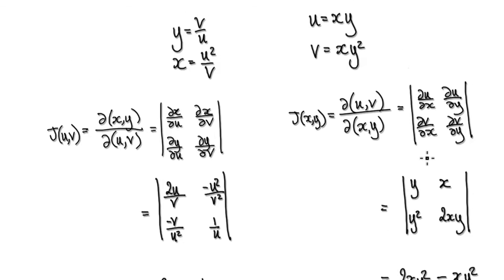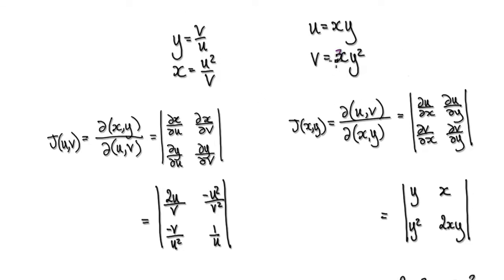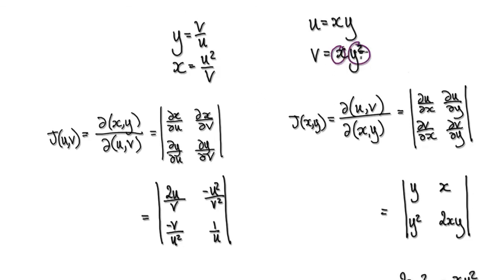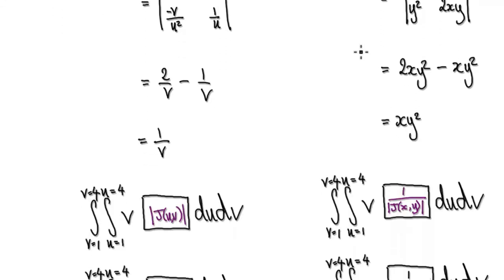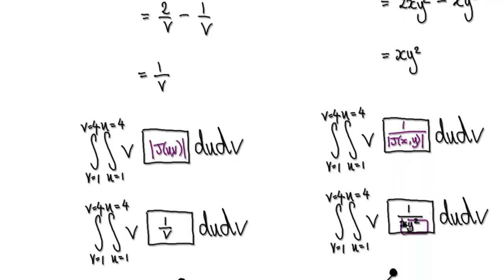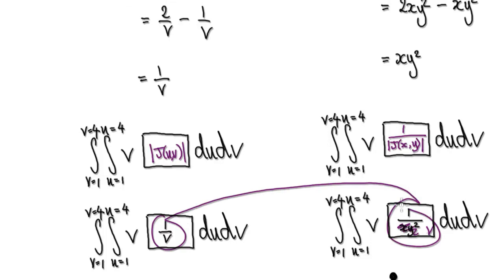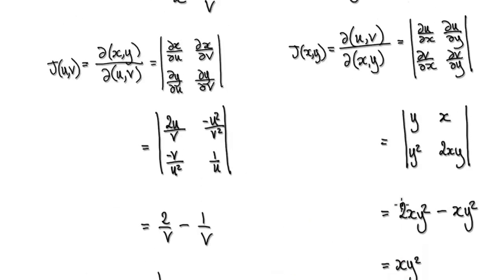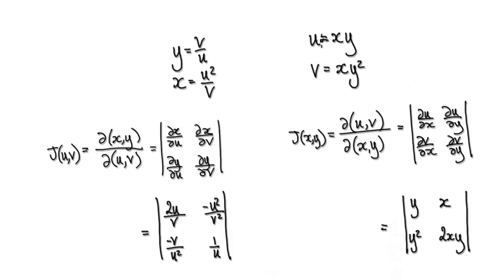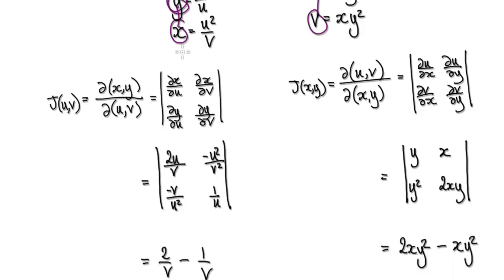Remember we said v equals x times y squared. So going down here, you've got x times y squared. So this is v here. This is v. So you can see that they're exactly the same. So the point here is that you can work all in terms of u and v, or you can work all in terms of x and y. Both would lead you to the same answer.